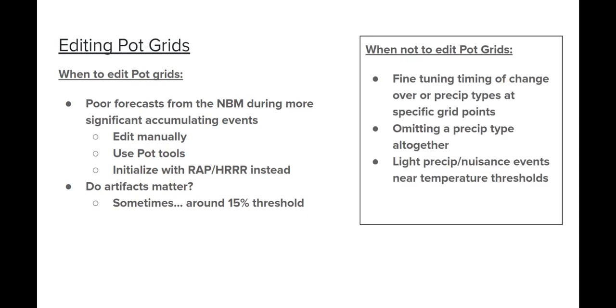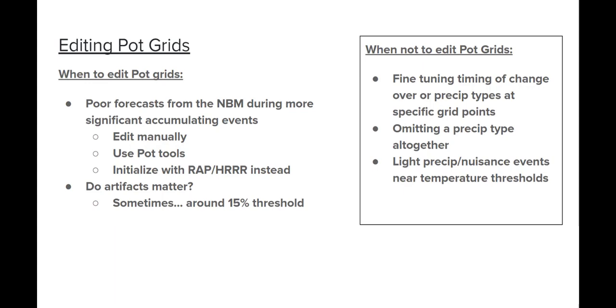When wouldn't you edit the POT grids? If you're fine-tuning the changeover timing at a precise location of a precip type at an important city or task site, then those changes are often best made in the precip type step, since those tools in that step are better suited for that type of fine-tuned tweaking.